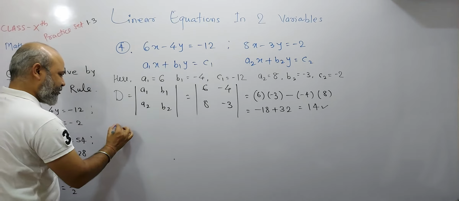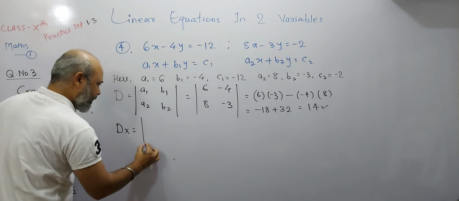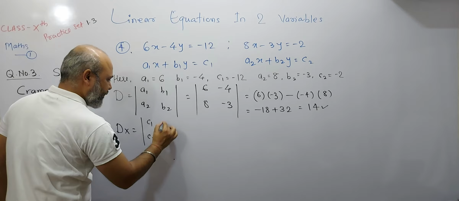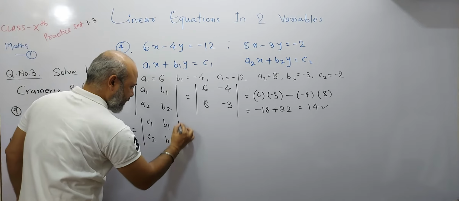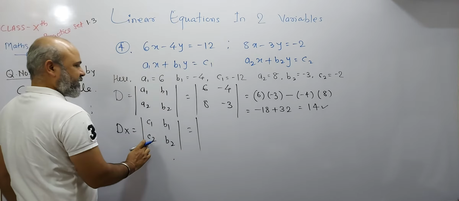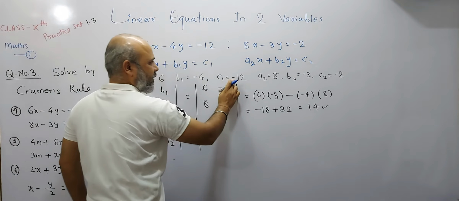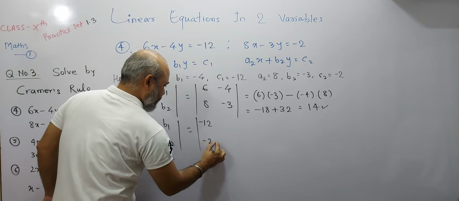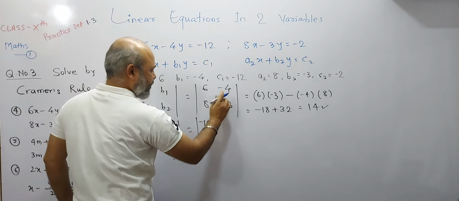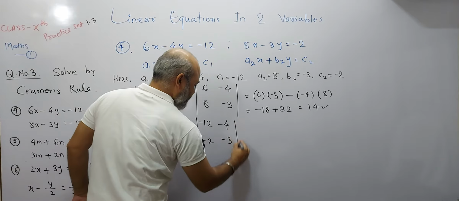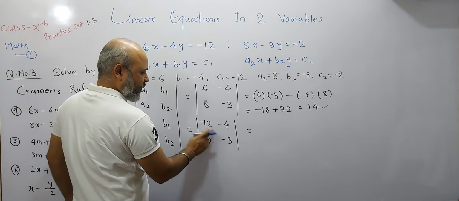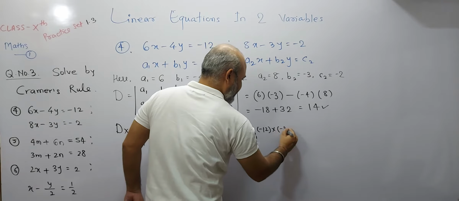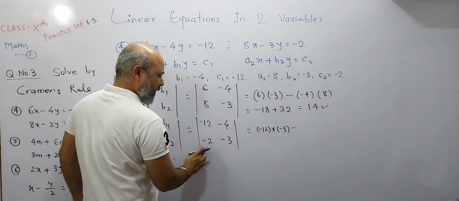Now we'll find Dx. So how will we find Dx? So in Dx, a1 and a2 are replaced by c1 and c2. So c1 c2, b1 b2 will be as it is. Now we will write what is c1 and what is c2. So c1 is minus 12 and c2 is minus 2. So write minus 12, minus 2. What is b1 and b2? b1 is minus 4 and b2 is minus 3. And similarly we will multiply minus 12 multiplied by minus 3, then minus sign, minus 4 multiplied by minus 2.